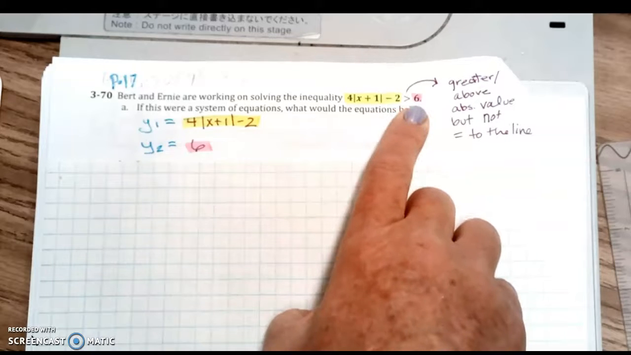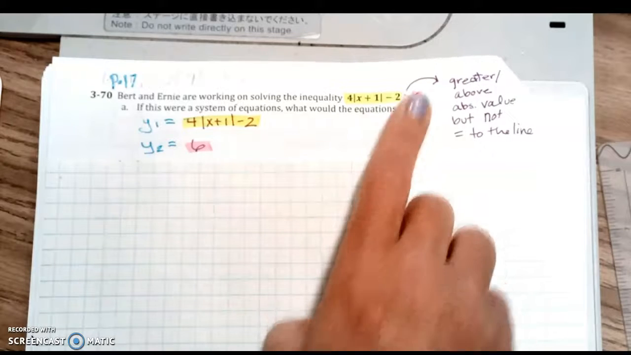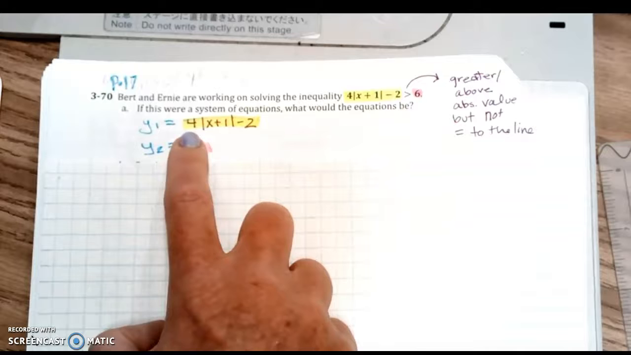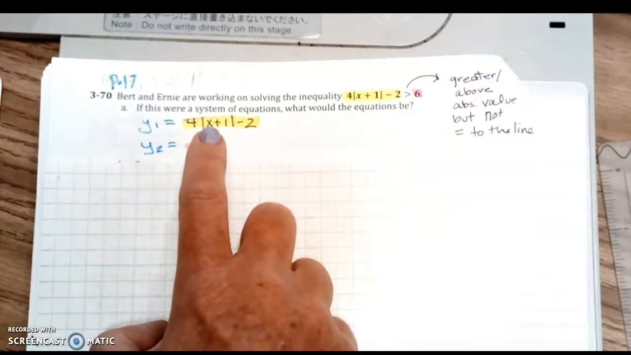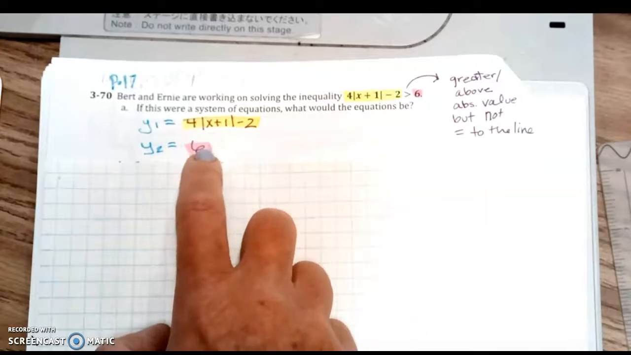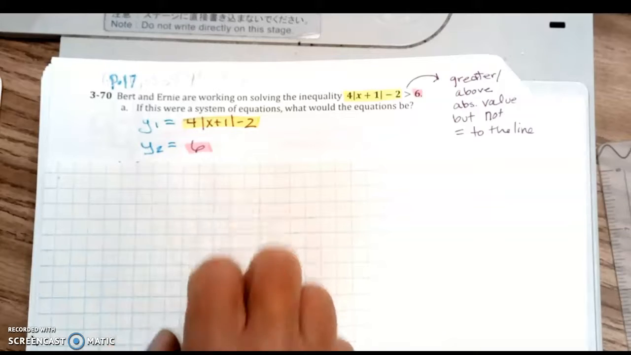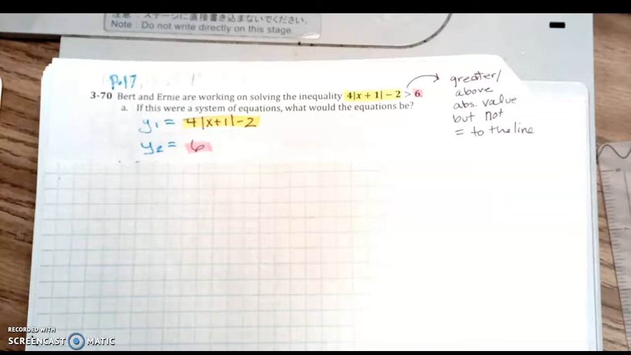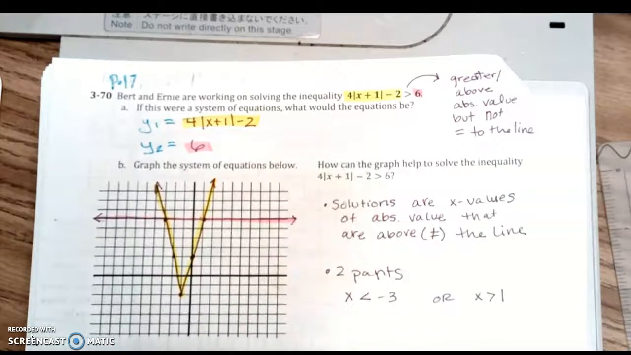Greater than 6. If you were to put these into the Desmos graphing calculator separately, your first line would be that, and your second line would be that. We're going to pretend like you're graphing them. They're going to look a little something like this. The absolute value I highlighted in yellow, that gives you the V.